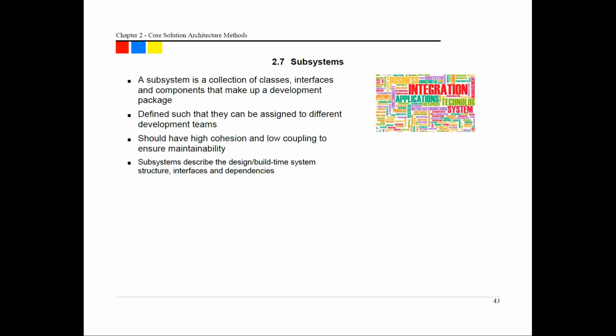A system gets decomposed into subsystems. Okay, so a subsystem is a small version of a system, a small component of a system. Bigger than a component, smaller than a system. A subsystem is a collection of classes, interfaces, and components that make up a development package. So defined so they can be assigned to different development teams, and this is kind of critical. So we get parallelism in development.